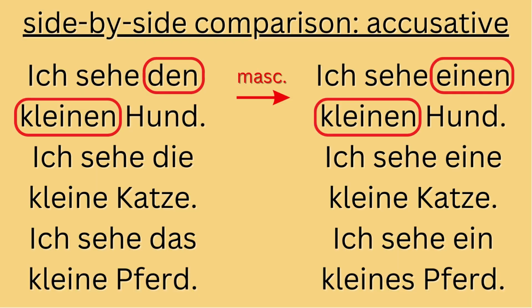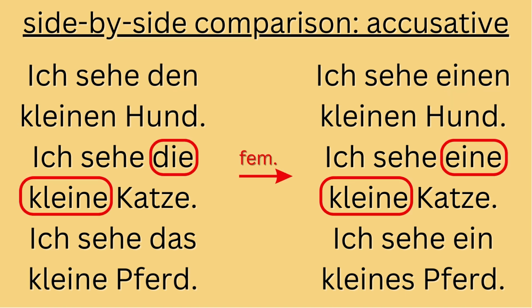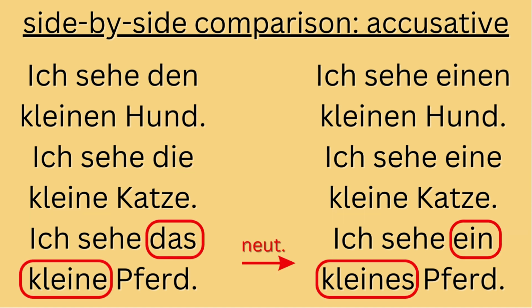Let's look at the accusative case side by side. Ich sehe den kleinen Hund. Ich sehe einen kleinen Hund. Very similar, right? Feminine, ich sehe die kleine Katze. Ich sehe eine kleine Katze. Also quite straightforward. And then for the neutral gender, ich sehe das kleine Pferd. Ich sehe ein kleines Pferd.